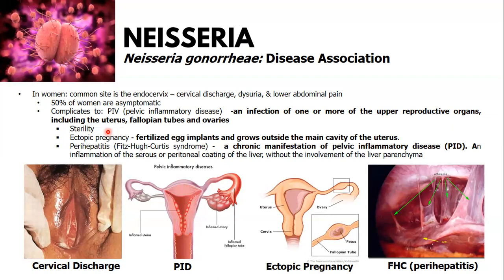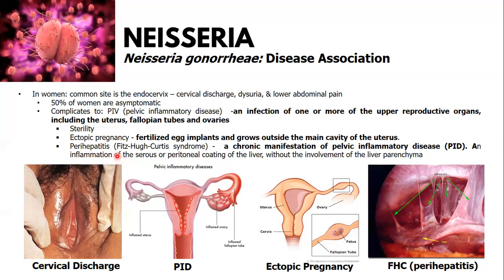And if they become pregnant, it would lead to ectopic pregnancy, wherein the fertilized egg implants and grows outside the main cavity of the uterus. So basically, when a woman becomes pregnant, naturally, the fetus implants and grows in the uterus. But during ectopic pregnancy, it would be implanted in an area other than the uterus. Usually, it occurs in the fallopian tube.